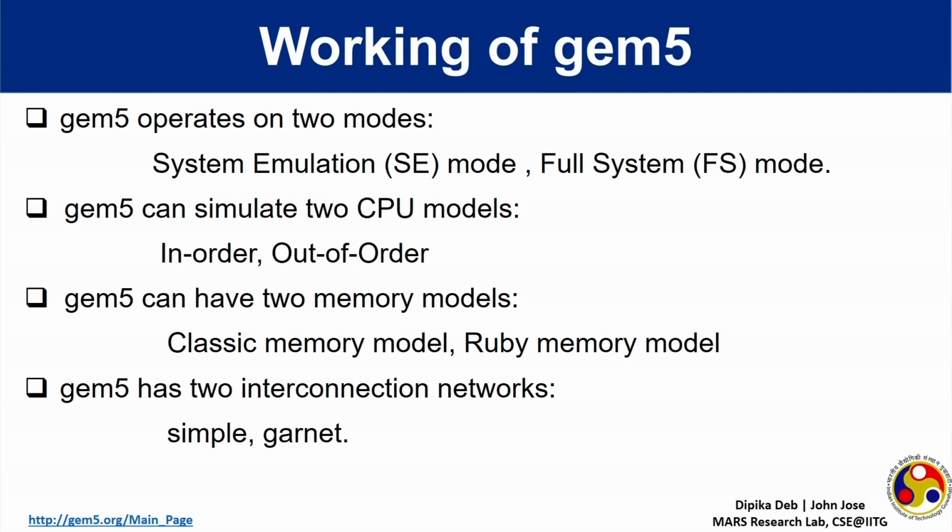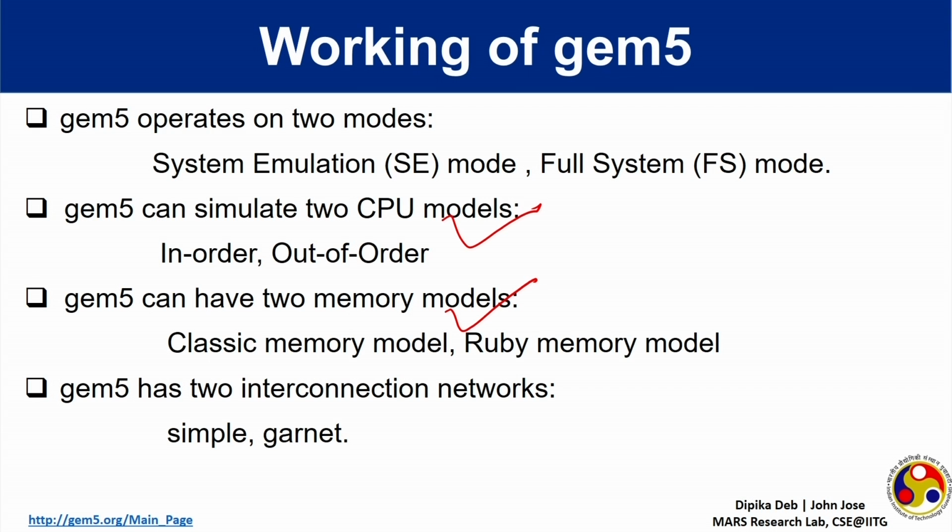Now, moving forward, gem5 operates in two modes, SE mode and full system mode. gem5 broadly simulates two CPU models, in-order CPU and out-of-order CPU, and it has two memory models, classic memory and Ruby memory. gem5 has two interconnection networks, simple and Garnet. In this course, we will mostly deal with CPU models and memory models.